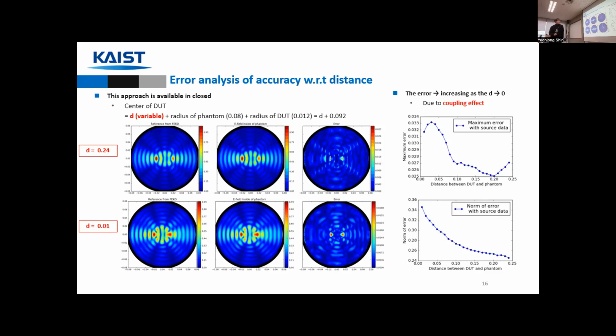The error is only 3.3, something like that, only 2% or 5%. In the closer case, we also have the result, but this shows that the error increases depending on the distance between the cell phone and the human head. Nobody uses the cell phone like this one. You should use this one. I think that this error is from the mathematical modeling.